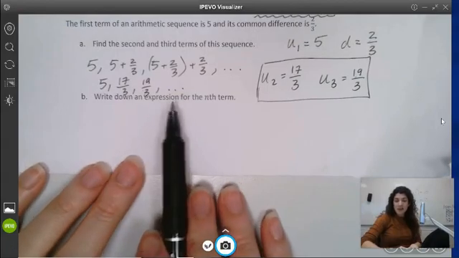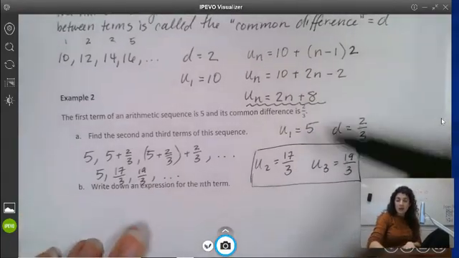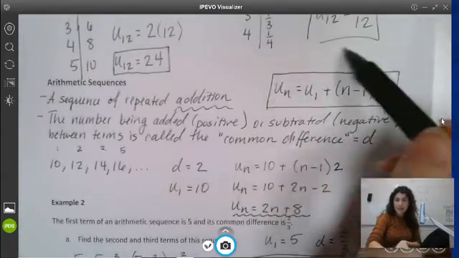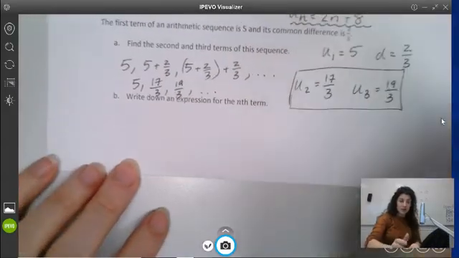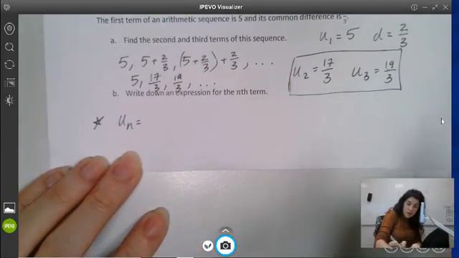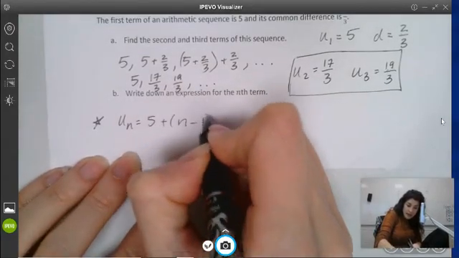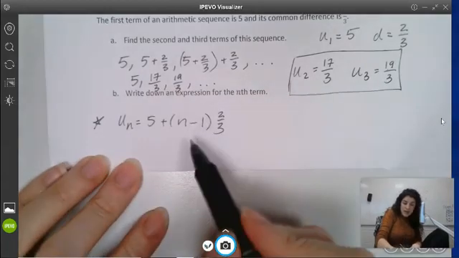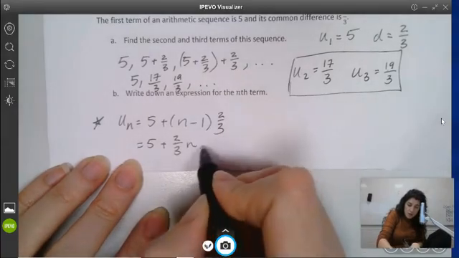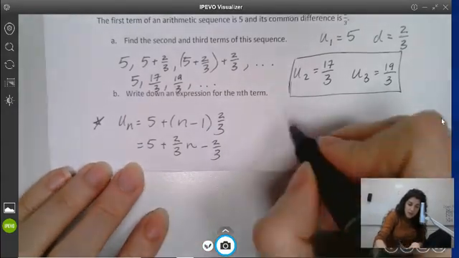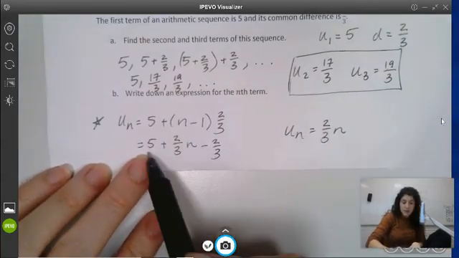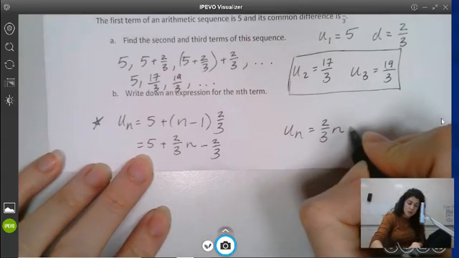It then says write down an expression for the nth term. I want you to do this on your own. Remember, we just went through a whole process of practicing using this formula. So I would like for you to use that formula. Using the formula up above, U sub n equals U sub 1, which is 5, plus n minus 1 times 2/3. I'm going to go ahead and distribute 2/3 to both terms, which results in 2/3 n. 5 minus 2/3, that would be 15/3 minus 2/3, which is 13/3.